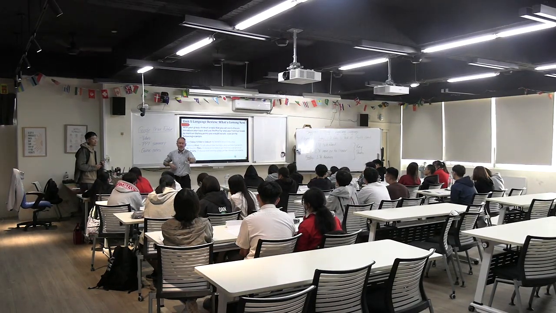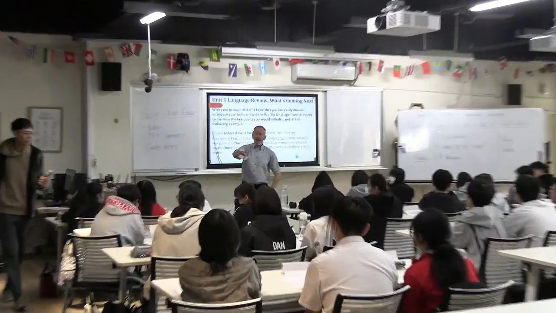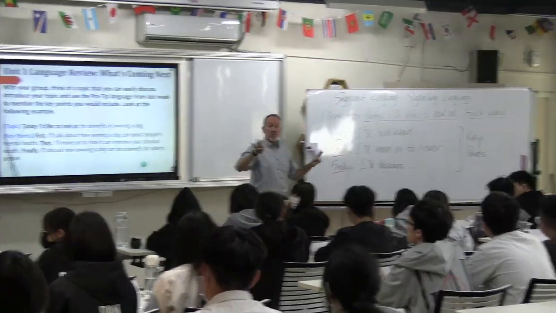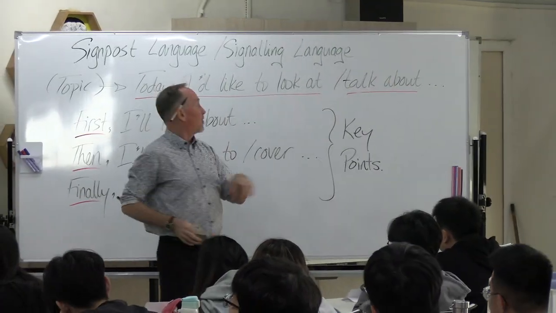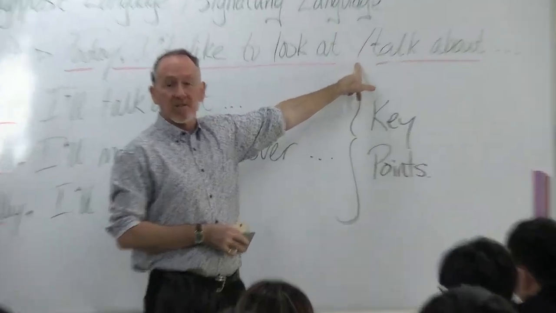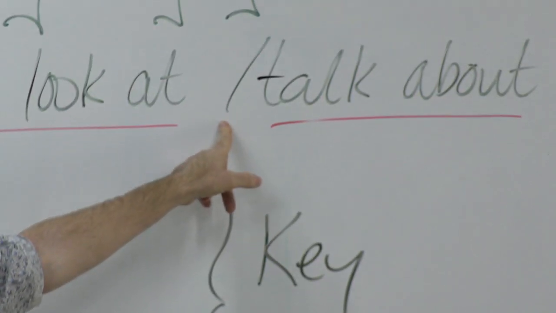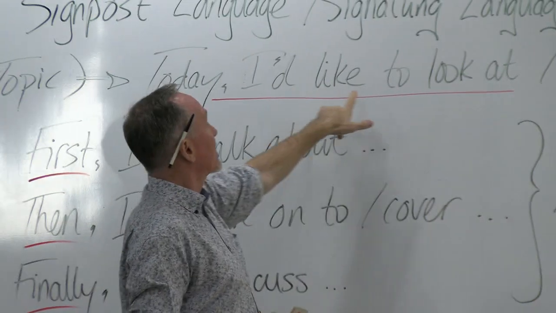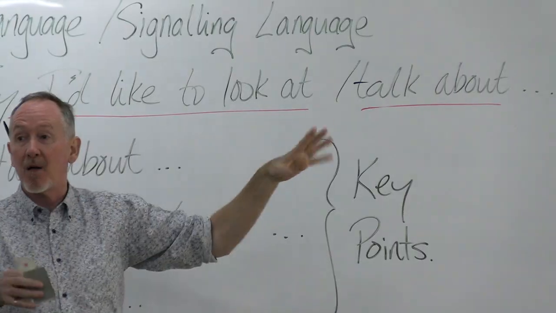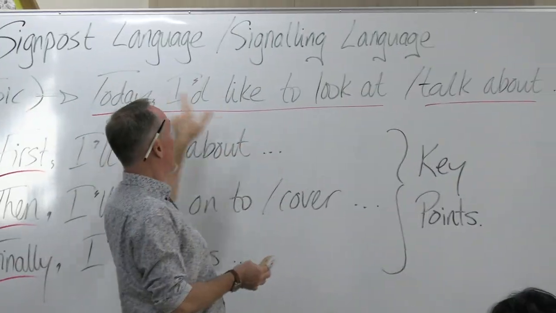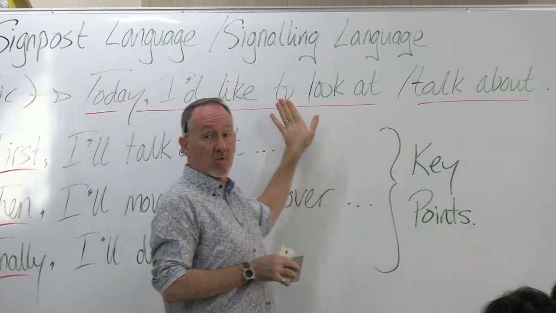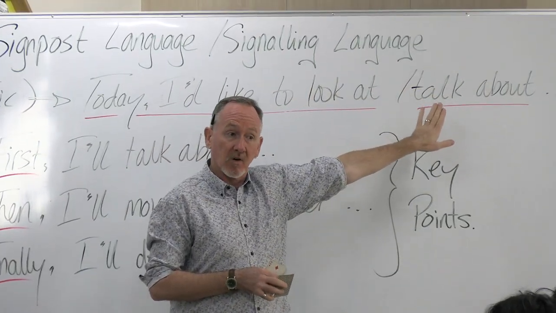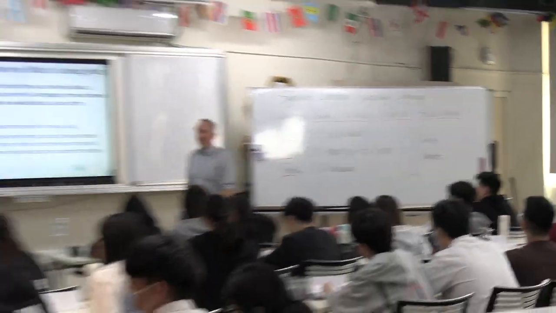Okay, table 4. Hey guys, just let me explain something really quickly. I should have explained this before. When you see this, it means or. So for example, you could say, today I'd like to look at blah, blah, blah, or today I'd like to talk about, right? Don't use both. Just use one or the other, okay? All right.